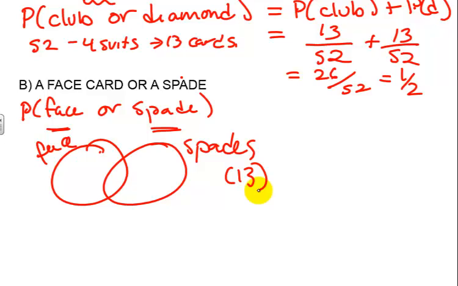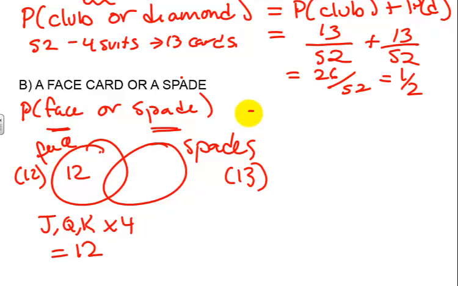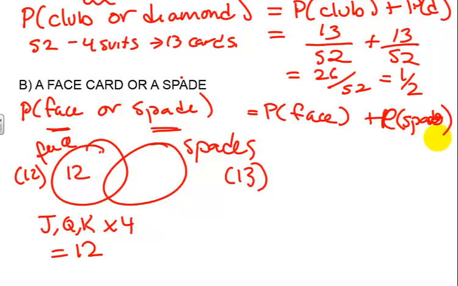And how many face cards do we have? Well, face cards are jacks, queens, and kings times 4 because there's 4 suits. So there's 12 face cards in total. But here's the problem. I'm going to put a 12 in for my probability of face cards, then a 13 for my spades. So I have 12 over 52 for my face cards, and 13 over 52 for my spades.